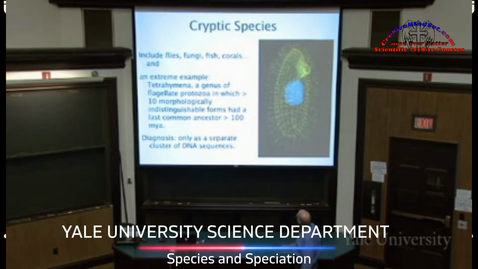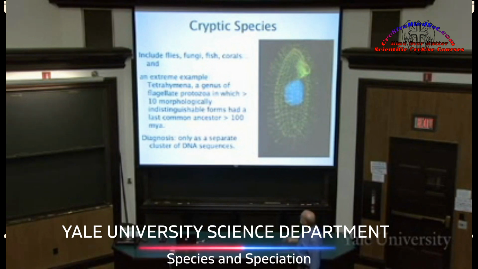So this is a ciliate, and there are 10 morphologically completely indistinguishable forms that had a last common ancestor about 100 million years ago. So these things are a good example of stasis. They still look exactly the same, okay? However, they have diverged a tremendous amount in their DNA sequences.